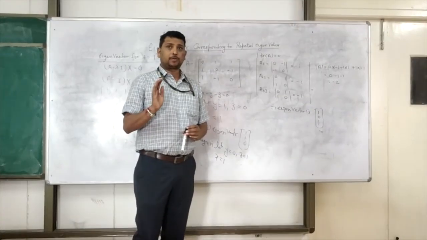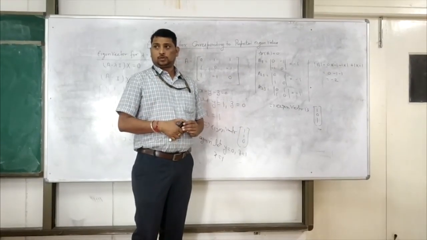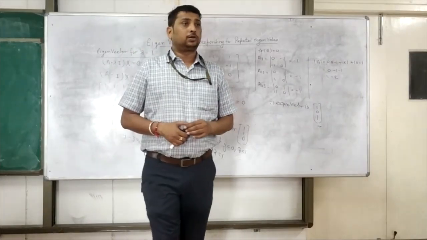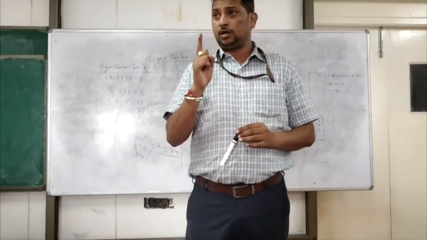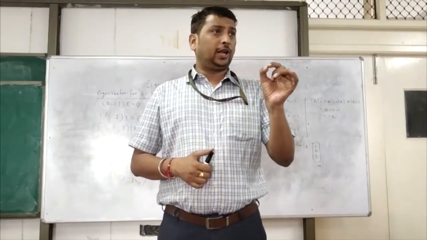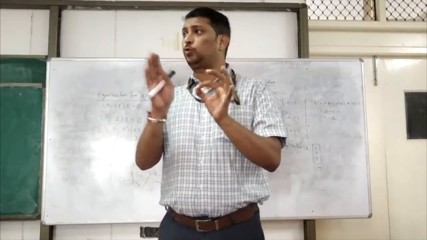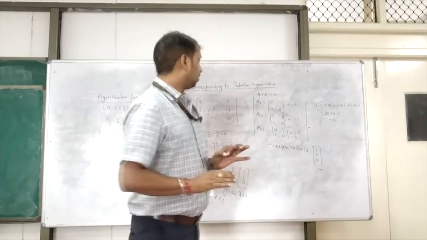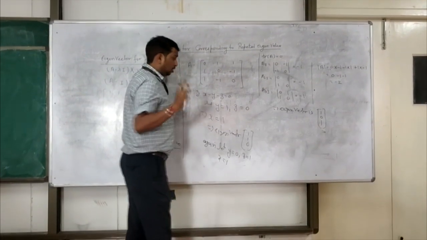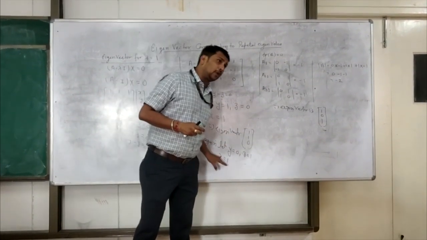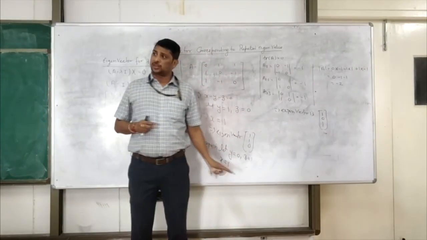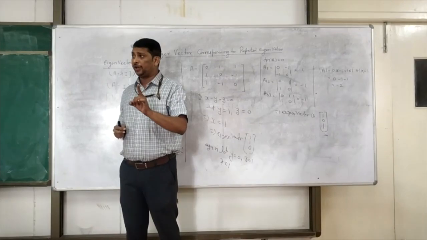Correct? Any doubt? This is one method. Here you see we calculated the eigenvector corresponding to each eigenvalue, because one came how many times? Two times. So we calculated both eigenvectors, both in the same, similar way.